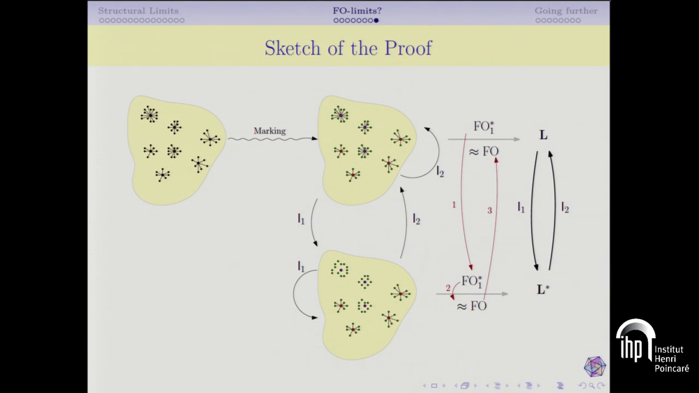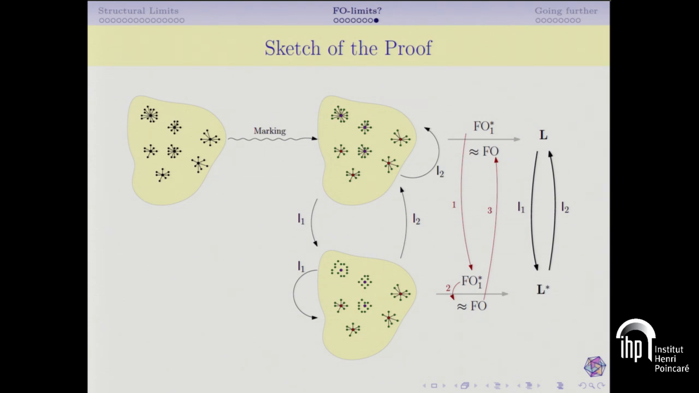Interpretation is a way of constructing a new graph from an old graph by using formulas. And the main property which derives from our notion of convergence is that interpretations, in some sense, behave like continuous functions. So if this is convergent to L, and we use this interpretation to delete these edges between some marks, then by interpretation we obtain from L an FO1 star limit of this sequence of graphs.